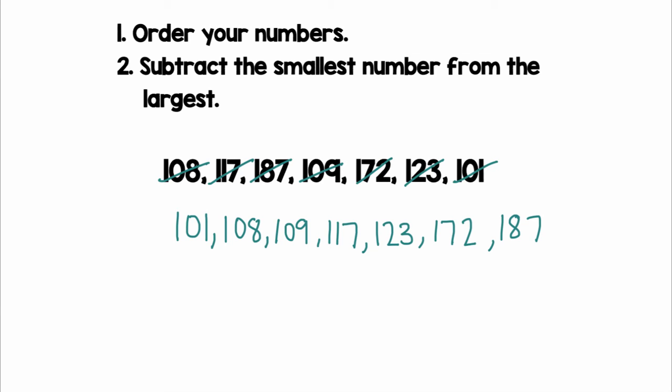All right, so we have our numbers in order, and now we're going to subtract the smallest from the largest. So we have 187 minus 101, and we get 86. So the range of these numbers is 86. And remember at the beginning when we said if you just took this number and this number and subtracted, you'd get 7. So 86 is not even close to 7. So you have to take that time to order your numbers and make sure you have the smallest and largest.